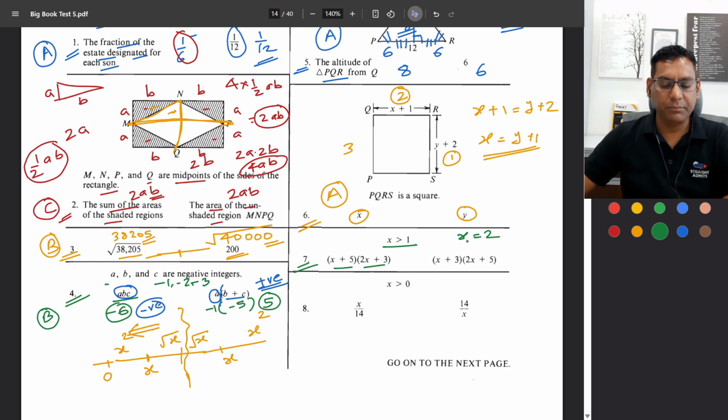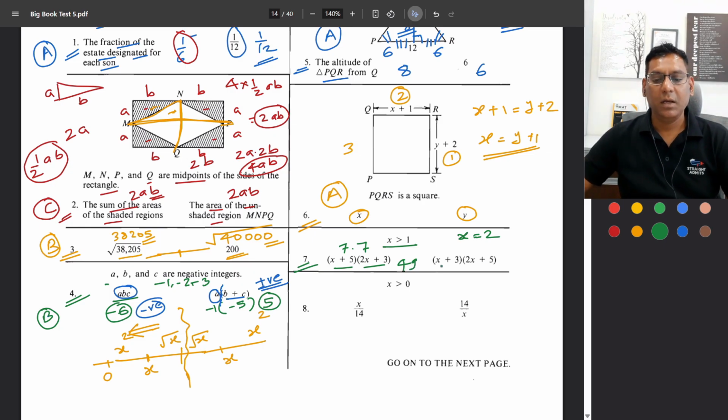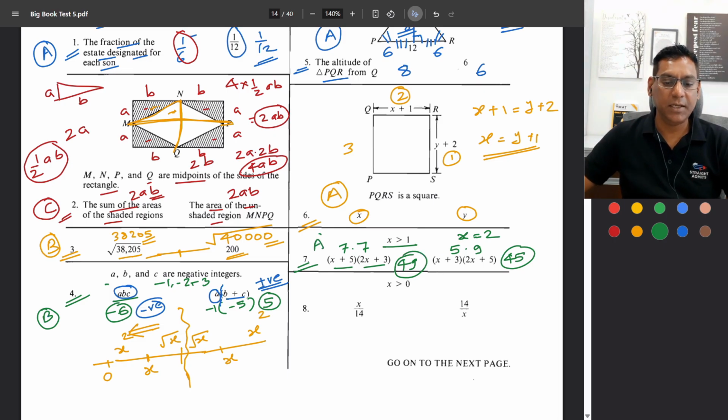Let's do it again. You can do it the algebra way, but let's do it the simple way by taking a number. X is equal to 2, so x plus 5 is 7, 2x is 4, 4 plus 3 is 7, 7 into 7 is 49. Here x plus 3 is going to be 5, 2x is going to be 4, 4 plus 5 is going to be 9, so 9 times 5 is going to be 45, right? So 49 is bigger than 45, answer choice A.